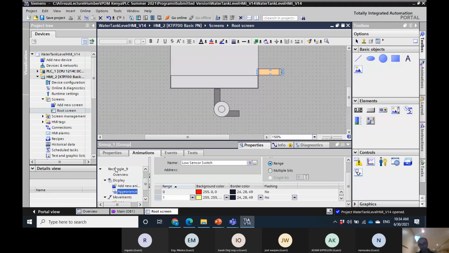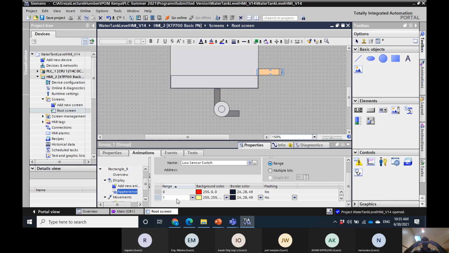You see, I connect the color of this to the appearance of that. The appearance of that depends on the low sensor switch. If the low sensor switch is 0, it becomes red. If the low sensor switch is 1, it is yellow. Why did I select this? It's because of that.